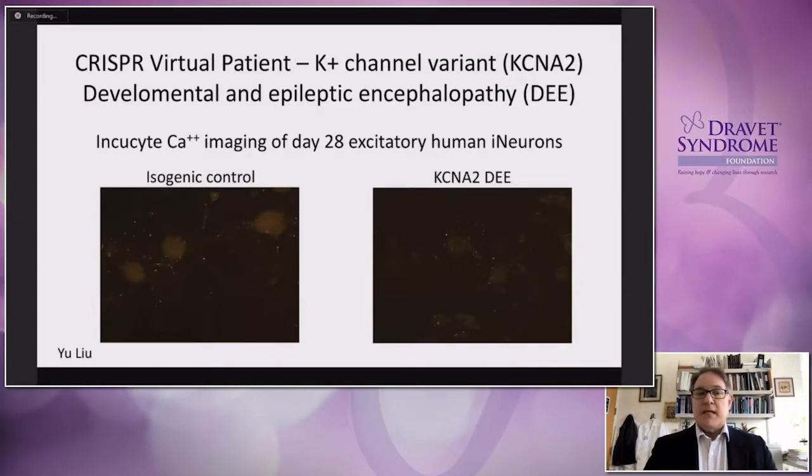The channel is KCNA2, and we use CRISPR to put in the mutation on a control line, so it's an isogenic control. And at 28 days in the iNeurons, the control line fires slowly and regularly, again in synchronous activity. And when we look at the epileptic mutant line, we can see it's firing much more rapidly and irregularly. So evidence of hyperexcitability where we just put a single mutation in a control pluripotent stem cell line.